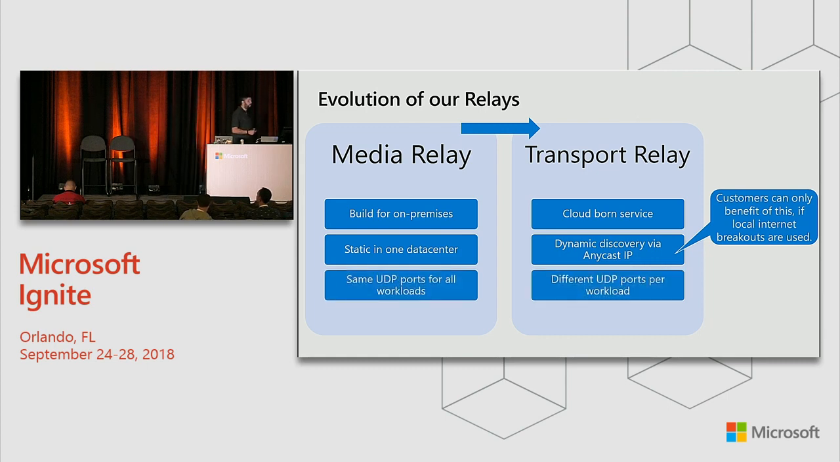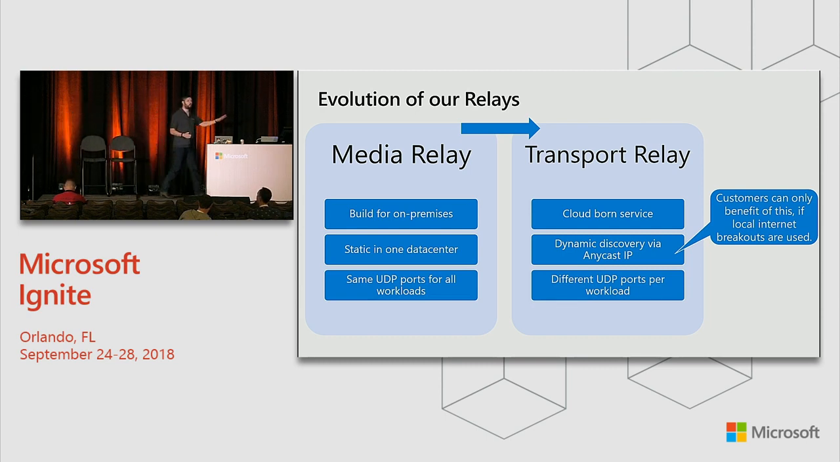We use the same UDP port for all workloads in the media relay. For transport relays, we actually have separate UDP ports per workload. And a nice thing about doing it that way is that in this cloud-centric world, if you want to do any QoS on your network, you can now do QoS based on target ports, because you know that audio is going to flow to 3478 UDP, and you know the IP range because we've told you. So that's the evolution of our relays.